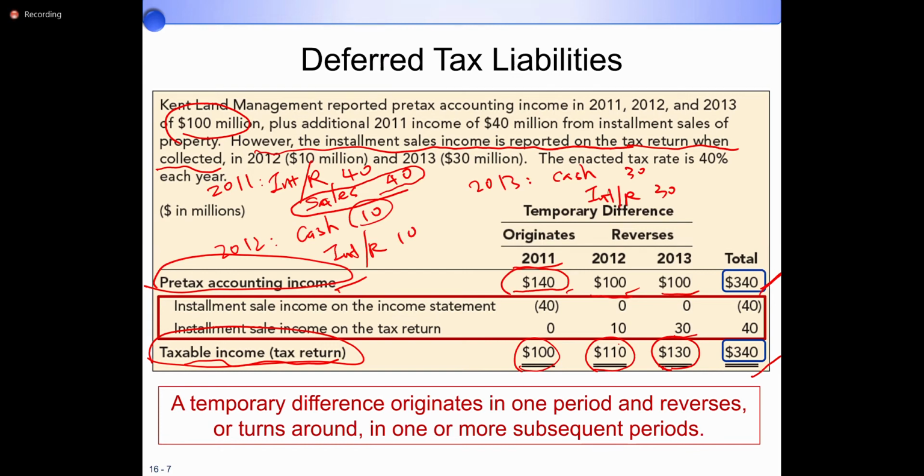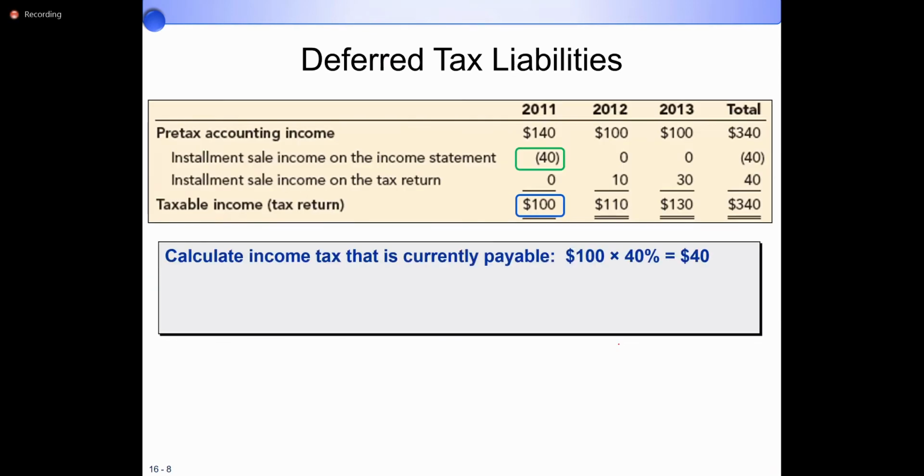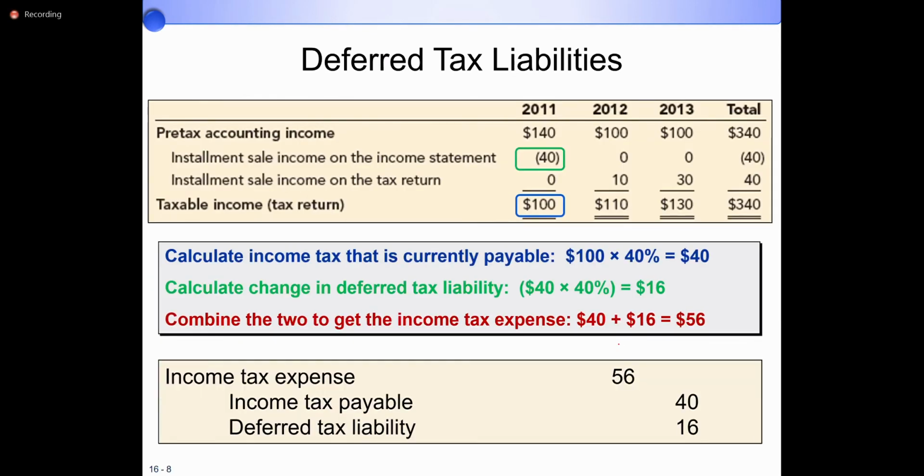So then we understand the situation. Let's talk about the journal in 2011. So 2011, what happened? The pre-tax accounting income is 140, right? So then taxable income is 100. So 140, you can see 100, you need to pay tax, right? So how about this 40? 40 is called the future taxable amount. So 100 is a taxable income, right? 140, of course, is pre-tax accounting income.